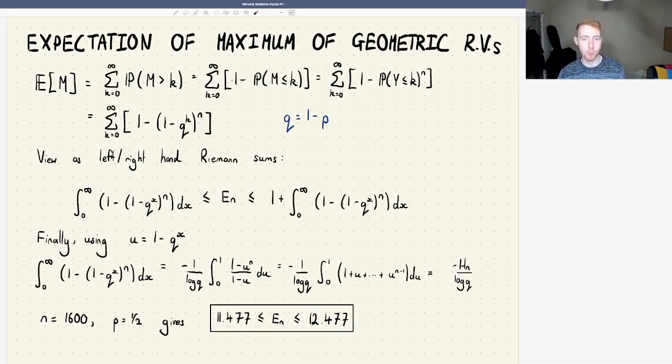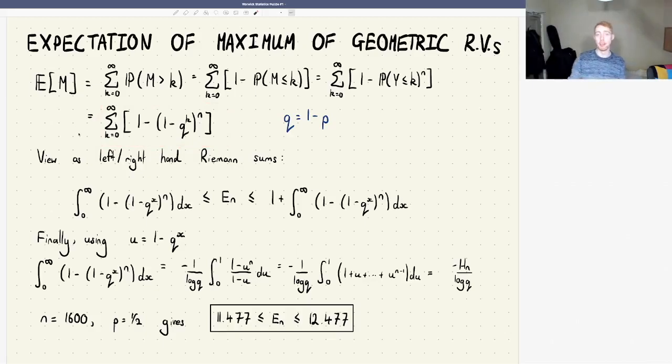We can then say that's 1 minus the probability that m is less than or equal to k. And because all these y's are independent, we can say the maximum being less than k is the same as each one is less than k, n times. So we just take this to the power of n. And we know what this is for a geometric distribution. You can just calculate this yourself or find it on Wikipedia. It's 1 minus q to the k, where q is 1 minus p. And so we have this representation of the expectation of m here.